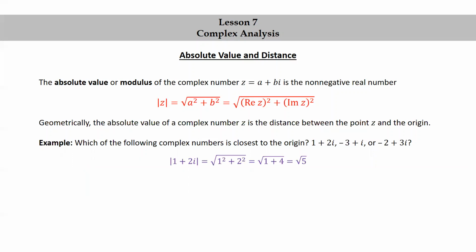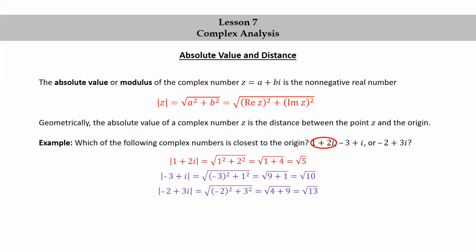The absolute value of 1 plus 2i is the square root of 1 squared plus 2 squared, which is the square root of 1 plus 4, or root 5. The absolute value of negative 3 plus i is the square root of the square of negative 3 plus 1 squared, which is the square root of 9 plus 1, or root 10. And the absolute value of negative 2 plus 3i is equal to the square root of the square of negative 2 plus 3 squared, which is the square root of 4 plus 9, or root 13. Square root of 5 is the smallest of those answers. So the answer is that 1 plus 2i is closest to the origin.